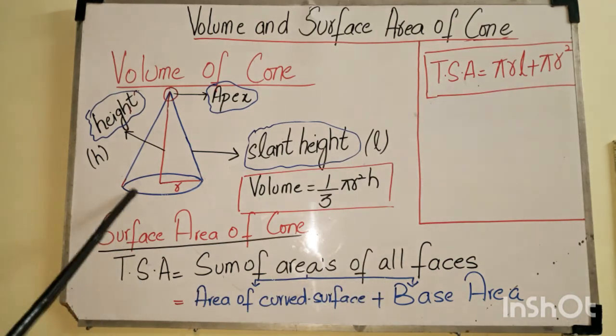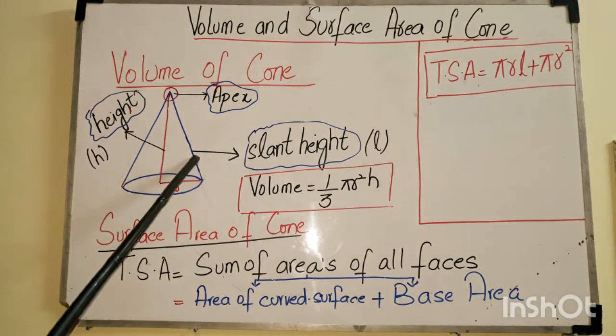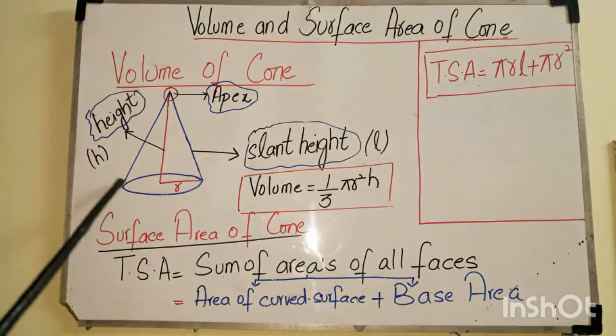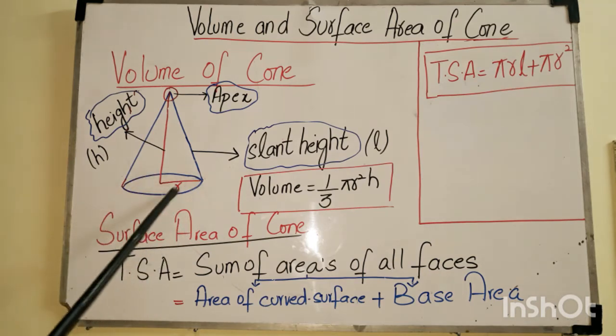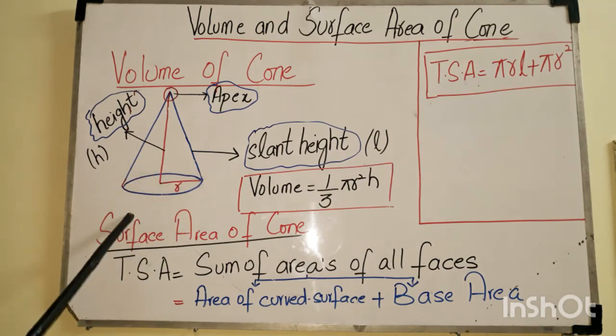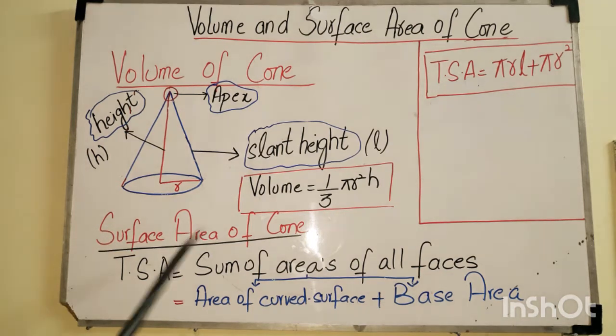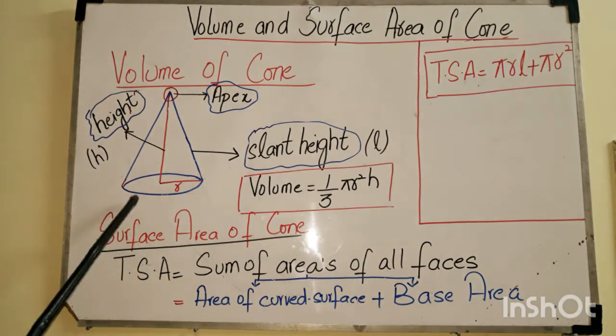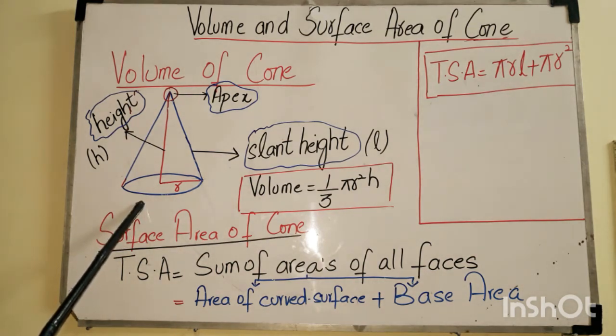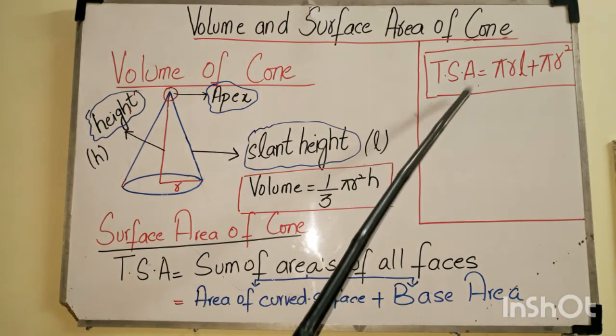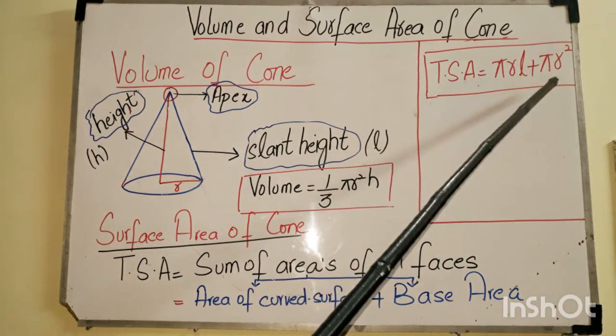This solid figure is comprised of the curved surface area and the base area. The area of the curved surface is pi r l, and the base is in circular form. So what is the formula for the area of a circle? Pi r square. So what will be the formula for the total surface area of a cone? The total surface area of the cone will be comprised of the area of the curved surface, that is pi r l, plus the base area, that is circular in shape, and we all know the area of a circle is pi r square. So the total surface area is pi r l plus pi r square.